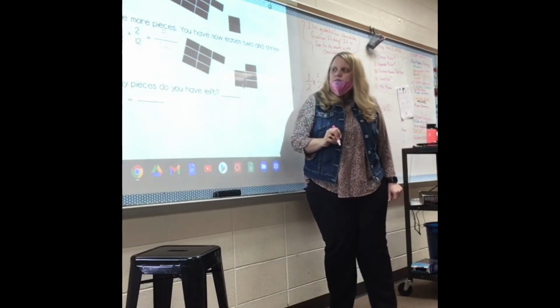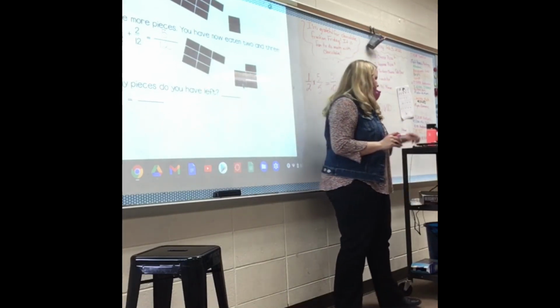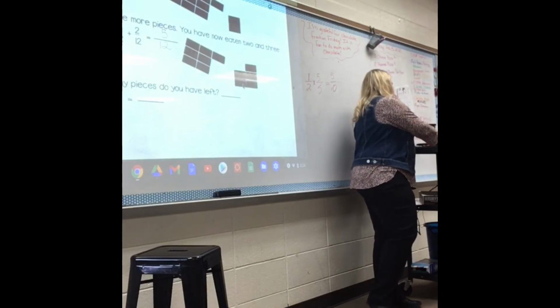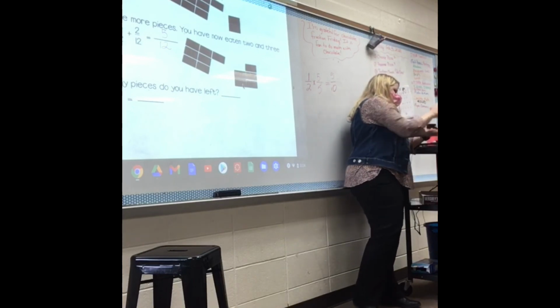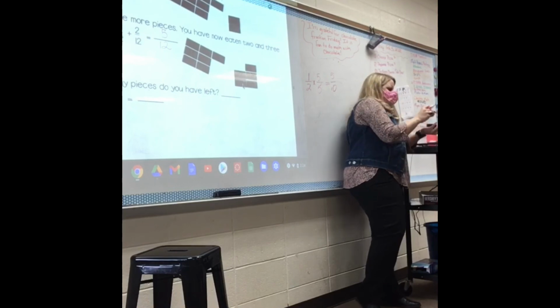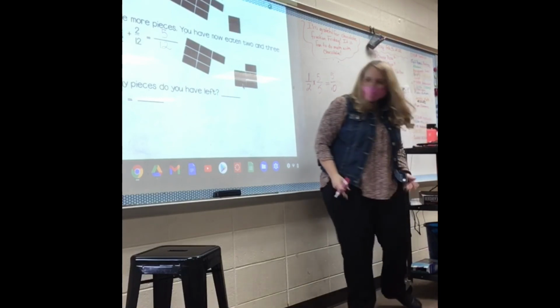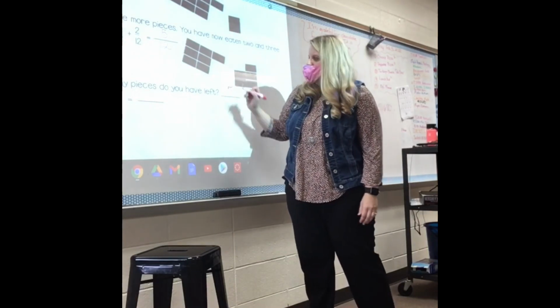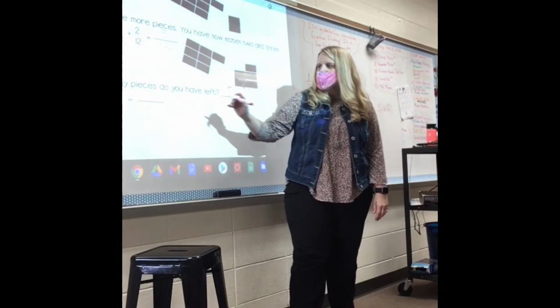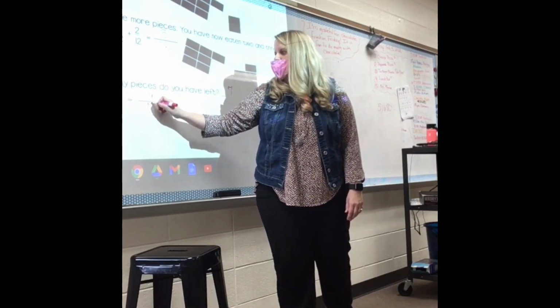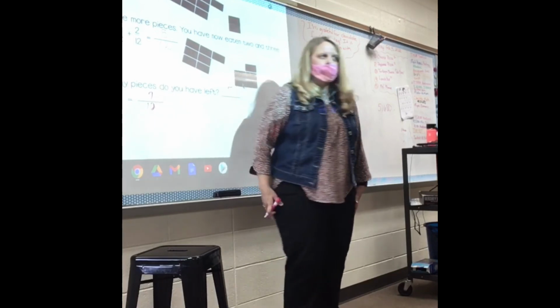How many pieces do we have left? 7. Got it. 1/12, 2/12, 3/12, 4/12, 5/12, 6/12, 7/12. So I have 7 left. So 12 minus 5 is 7. And we still only have 1 candy bar with 12 pieces, so 7/12. Okay, do we get it?